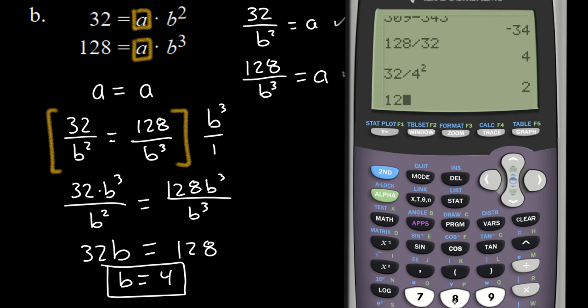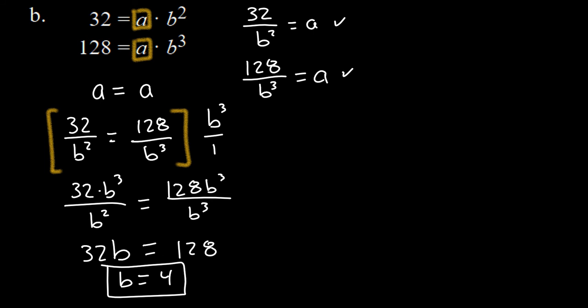And then 128 divided by 4 to the third power. It also produces a 2. So I can see undoubtedly that a is 2. So my solution, I found for that system of equations, a is 2 and b is 4.